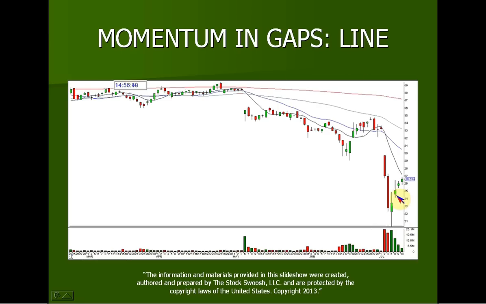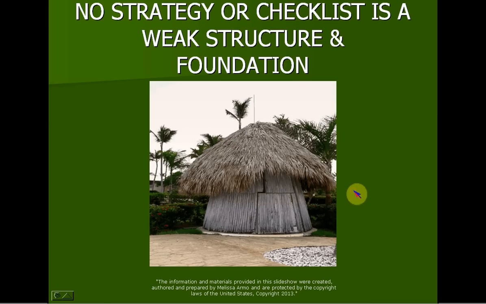And the beautiful thing I like about shorts, and why I strive to teach and trade only to the downside, is because they move harder and faster and quicker than longs. Now, I can read bullish gaps just as well as bearish gaps, but when these things set up, they just go like this. And you can make so much money very quickly. And I really like that about trading to the short side.